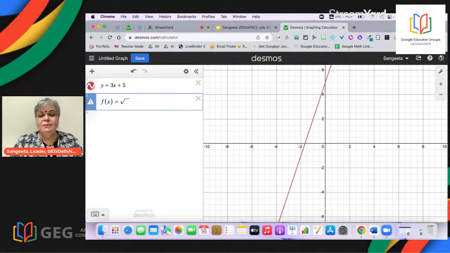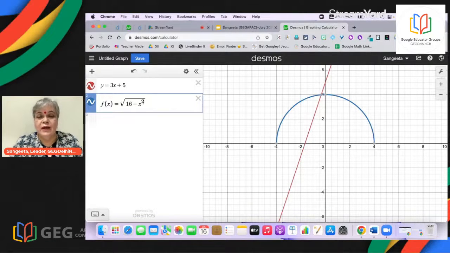So you can now type in whichever you want. Maybe you are trying to get some kind of a conic. So you can have maybe 16 minus x squared, and I am ready to go. So for x squared, what did I do?